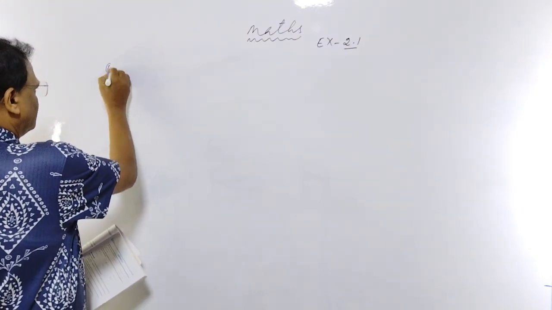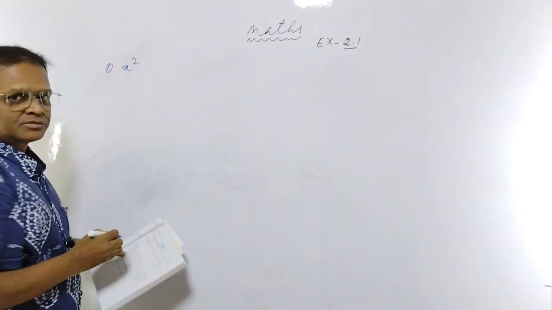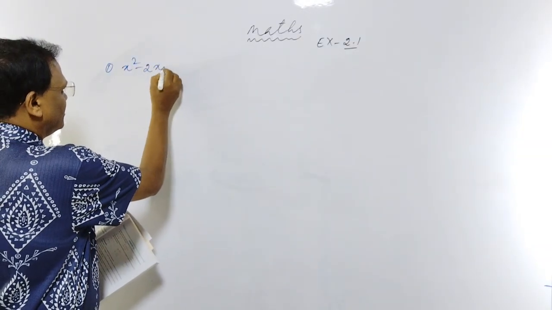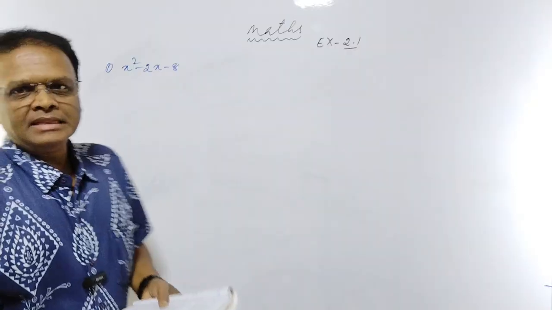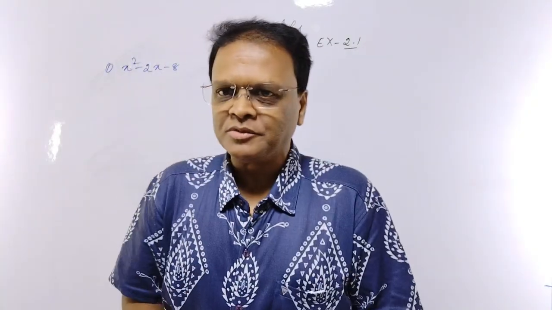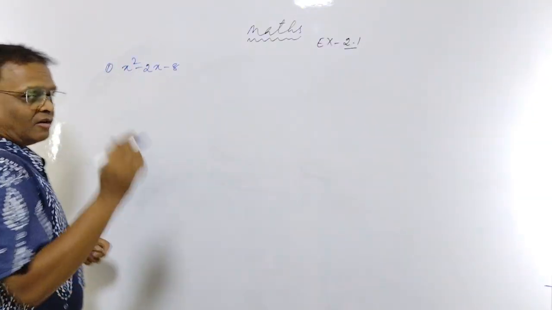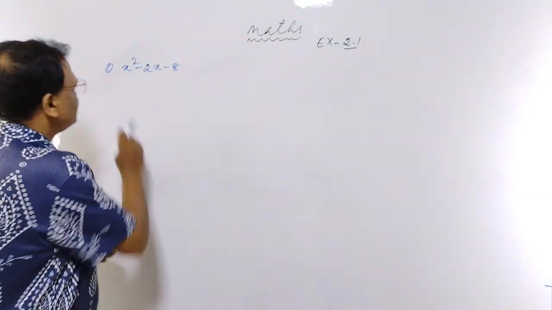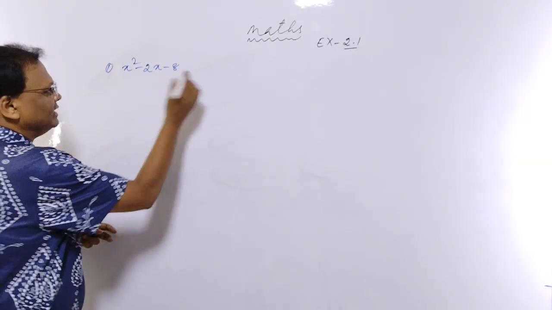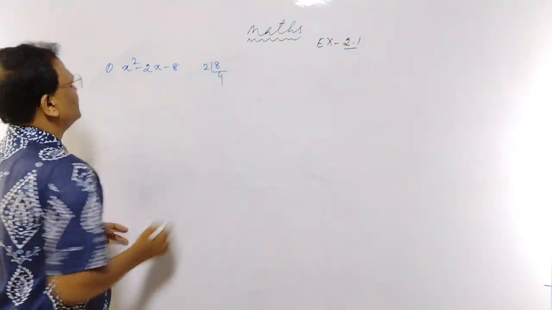The first is x square minus 2x minus 8. In this, I have to find the number of zeros. After finding the number of zeros, I have to verify the relation. Already I told you in my video, the coefficient of x square is 1. 1 into 8. 1 into 8, if I do, I'll get 2 fours are 8.